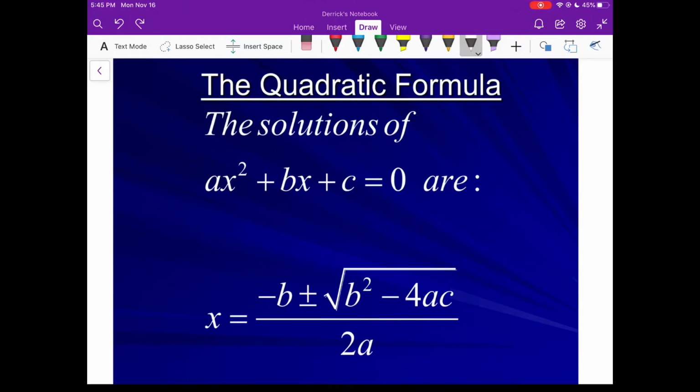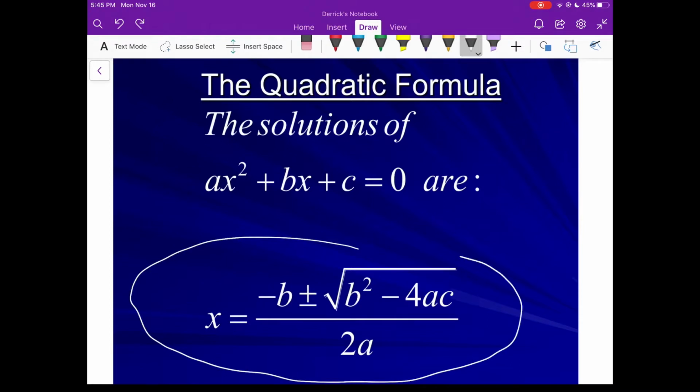Today's lesson is going to be about the quadratic formula. As that name would imply, this is going to be a formula that we can use to solve quadratic equations. The formula itself is all this right down here at the bottom of the screen. X equals negative b plus or minus the square root of b squared minus 4ac all over 2a.